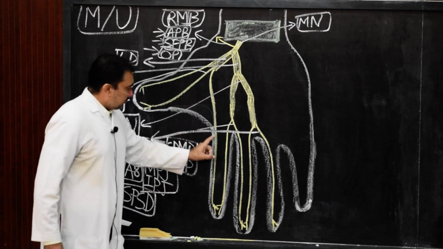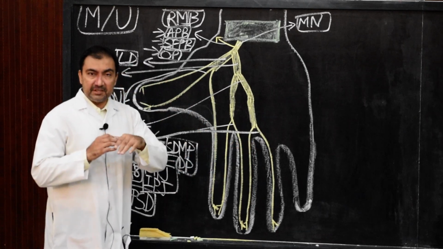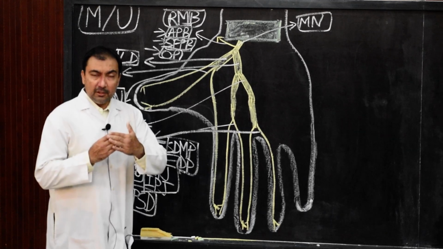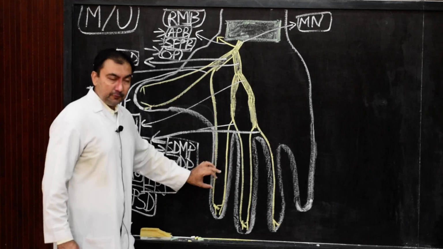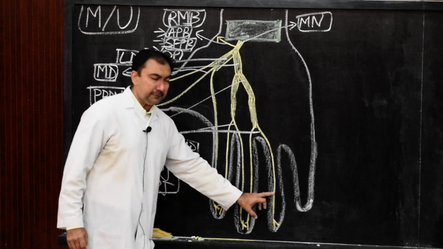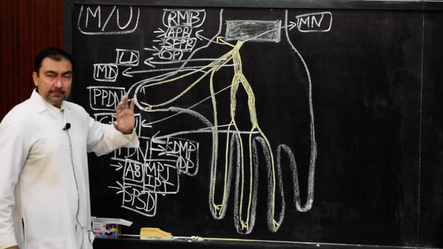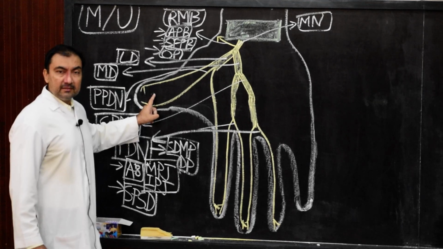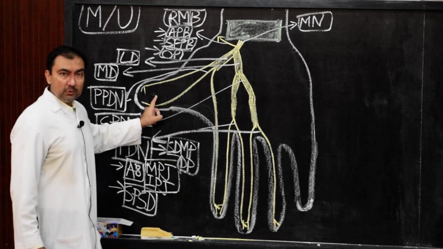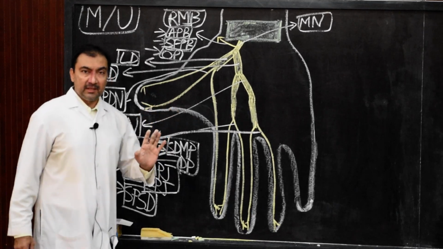So these proper digital nerves will supply the skin on the dorsum of the distal and middle phalanx of the index, middle and half of the ring finger. What about the thumb? It will supply the skin of the distal phalanx only. Distal phalanx only, no middle phalanx. It will supply the dorsum skin of the distal phalanx.